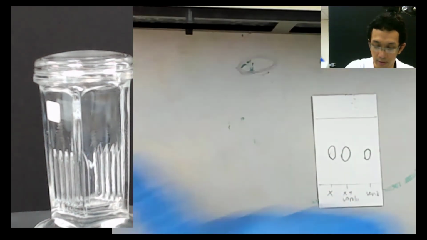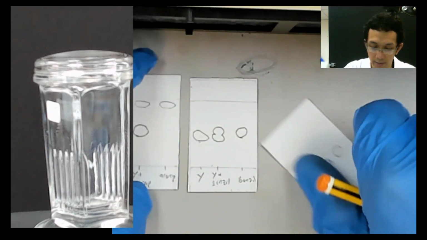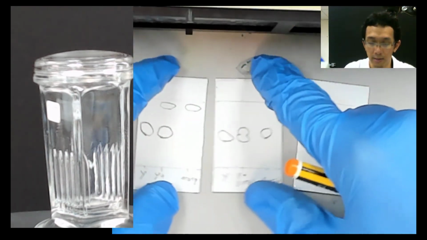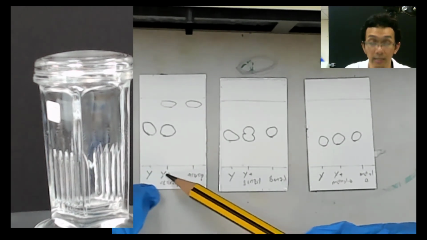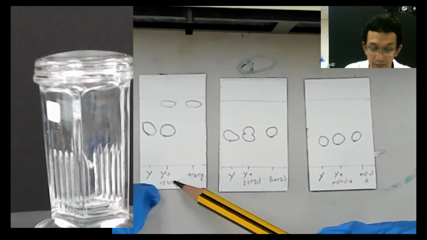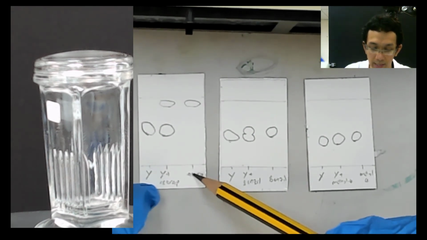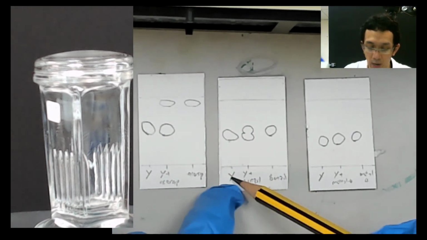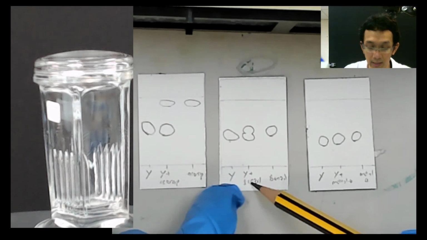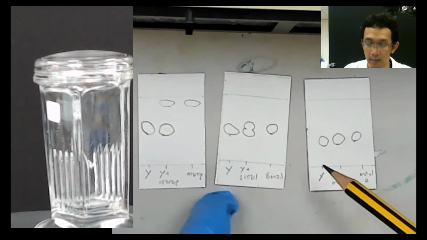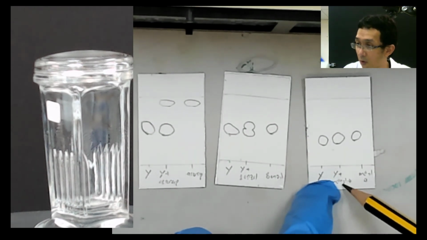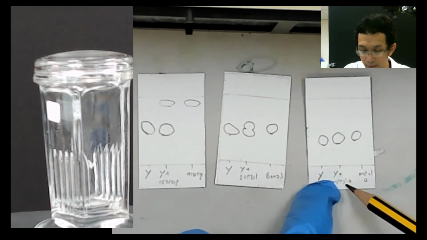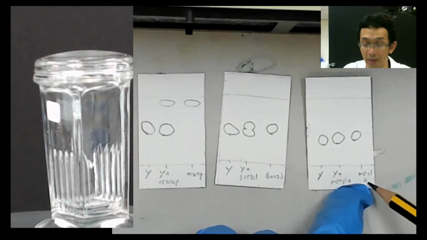Okay, so next, this is Y. This is the image for Y. This is Y plus naphthalene, and this is naphthalene. This is Y. This is Y plus benzil, and this is benzil. This is Y. This is Y plus methyl 4-nitrobenzoate, and this is methyl 4-nitrobenzoate.